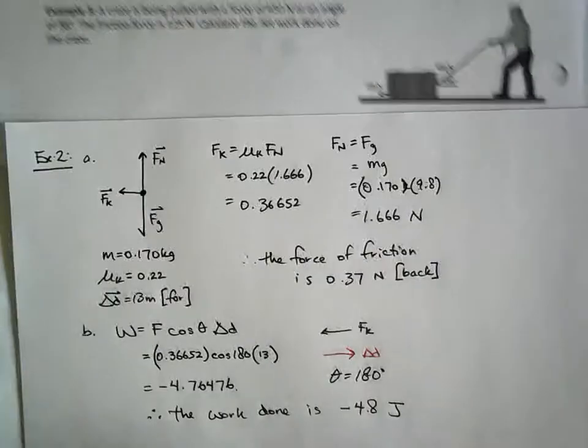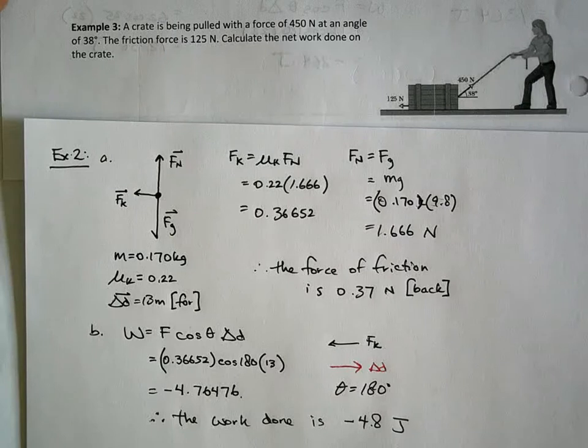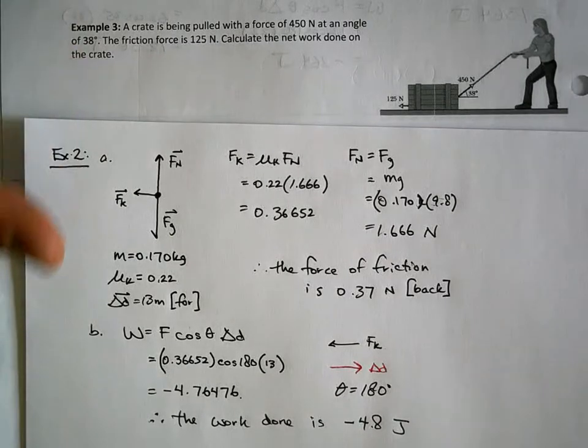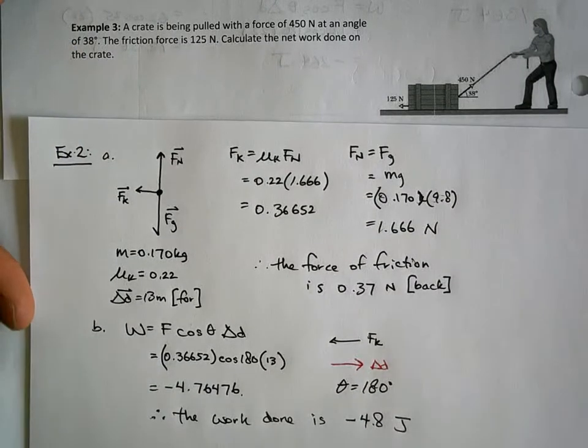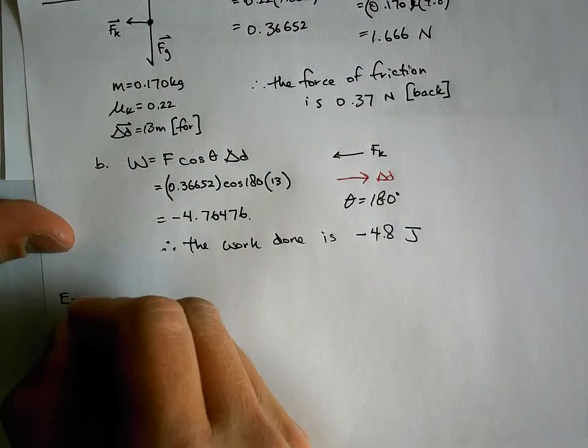Okay, one more question here. A crate is being pulled with a force of 450 newtons at an angle of 38 degrees. There's also a friction force. Calculate the net work done on the crate. Okay, so let's go down here. We're going to get example 3.